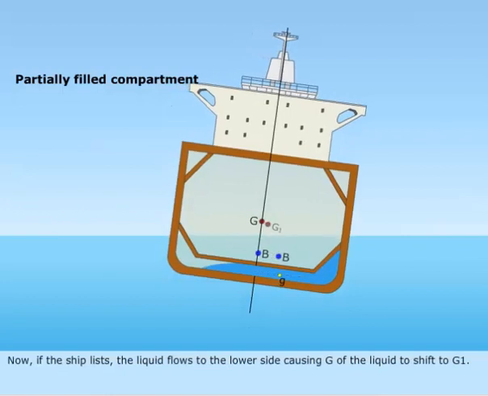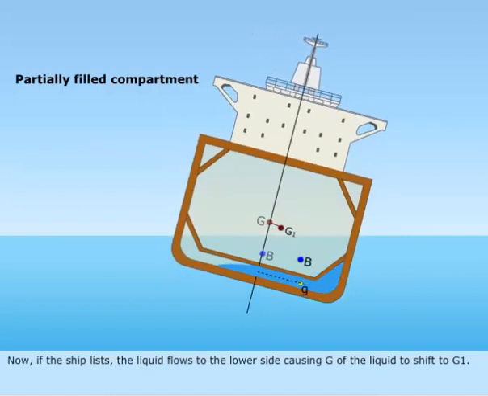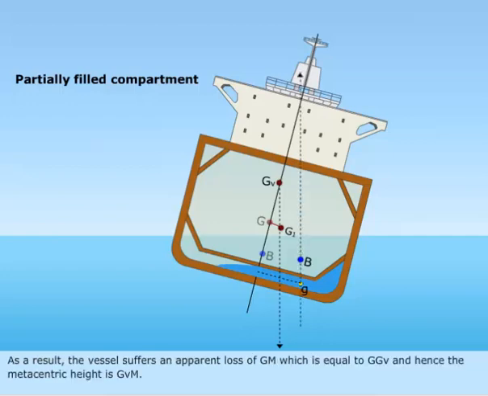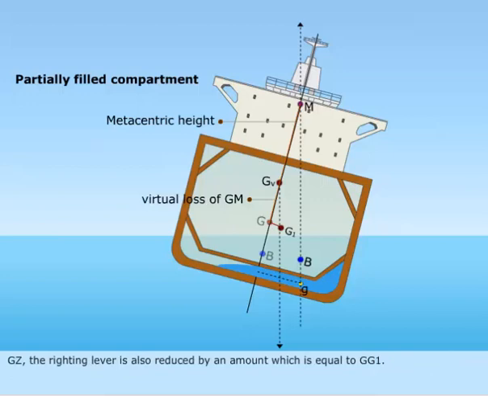Now, if the ship lists, the liquid flows to the lower side, causing G of the liquid to shift to G1. This results in the center of gravity of the ship, G, moving to G1. This effect is called a free surface effect. As a result, the vessel suffers an apparent loss of GM, which is equal to GGv, and hence the metacentric height is GvM. GZ, the righting lever, is also reduced by an amount which is equal to GG1.